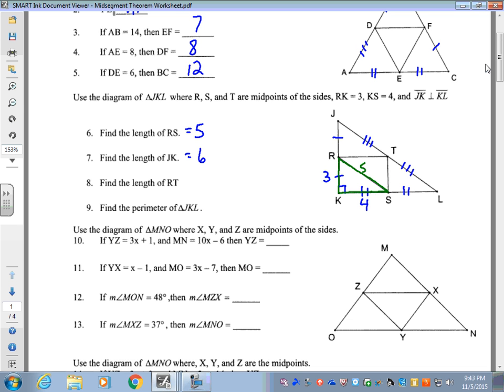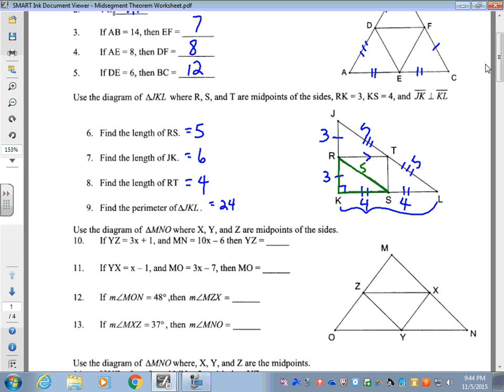Then they want us to also figure out RT. Well, RT is a midsegment for KL, so it's half the length of KL. Well, I already know half of it is KS, so it would be equal to 4. Alright, they want us to find the perimeter of JKL. Well, I know that this would also be 3, this would also be 4. Let's think about it. This side got doubled, right? This side also was doubled, so this side, 5 and 5, would also be doubled. So the perimeter, 6 and 8, 14 and 10, well, we get 24.